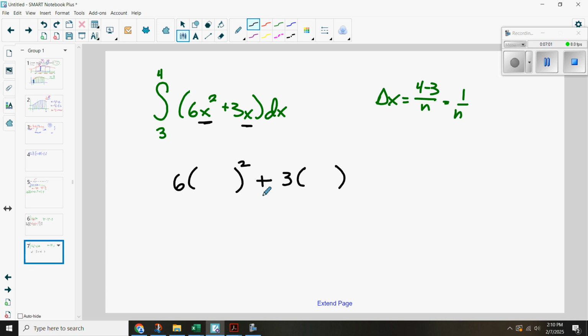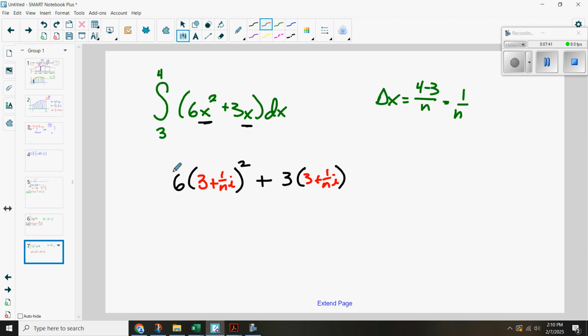Where does my x start? My x starts at 3. So inside here, I have 3 plus, well, every little increment is delta x, right? So it's 1 over n times i. It's the same x, so it's going to be 3 plus 1 over n times i over here too. So this is the same as 6x squared plus 3x, starting at 3 and ending at 4.